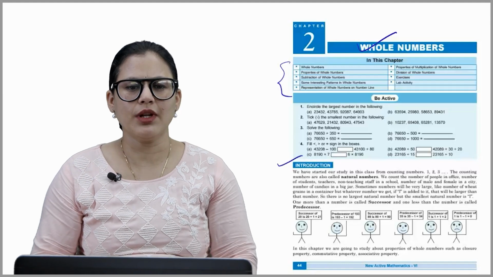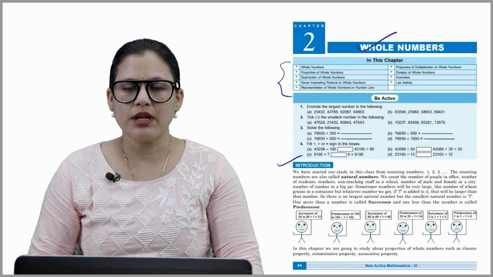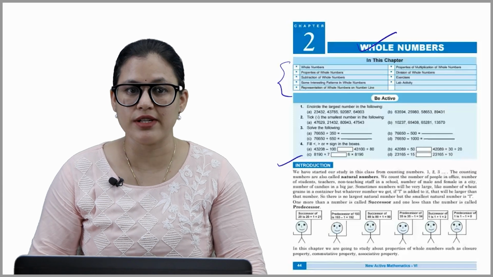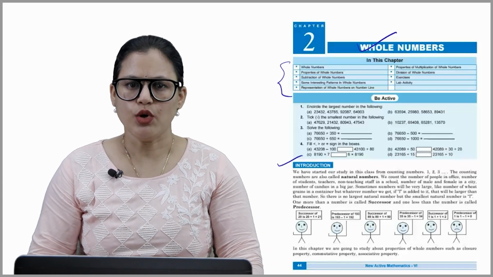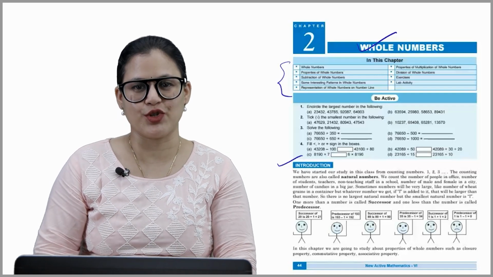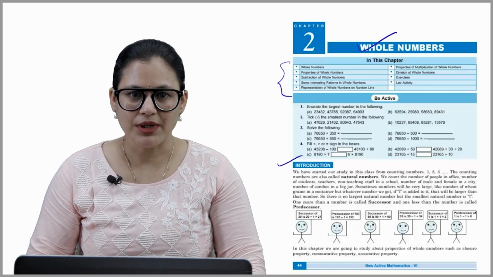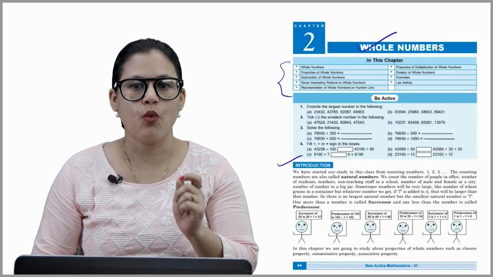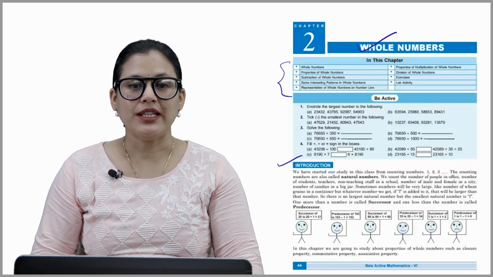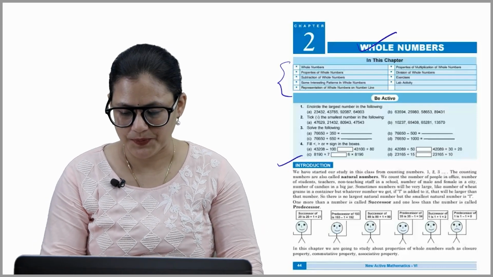Introduction. We have started studying this class from counting numbers 1, 2, 3 and so on. The counting numbers are also called natural numbers. We count the number of people in an office, the number of students, teachers and non-teaching staff in a school, the number of males and females in a city, the number of candies in a big jar. Sometimes the number will be very large, like the number of wheat grains in a container, but whatever number we get, if 1 is added to it, that will be larger than that number. So there is no largest natural number, but the smallest number is 1.